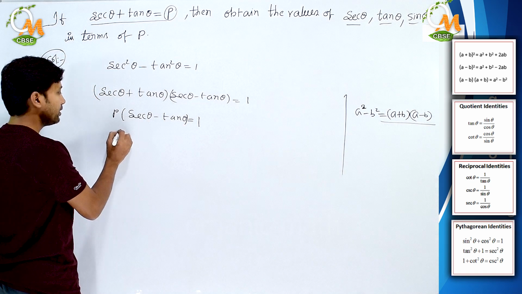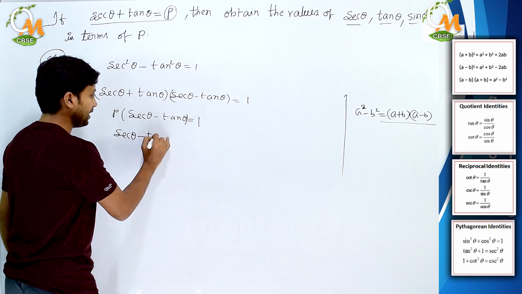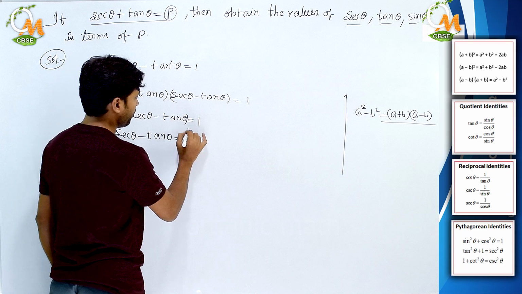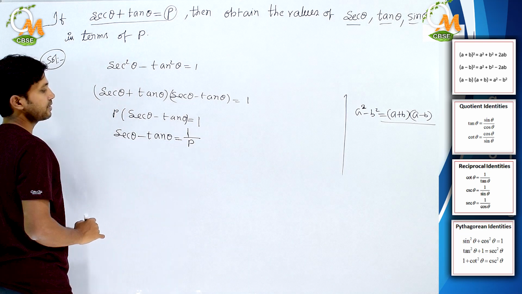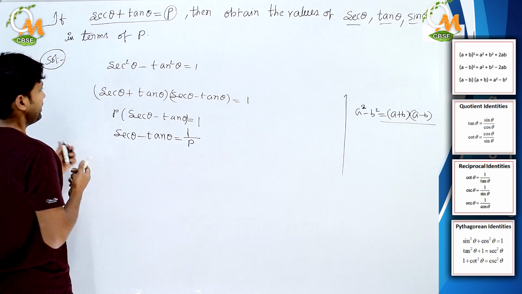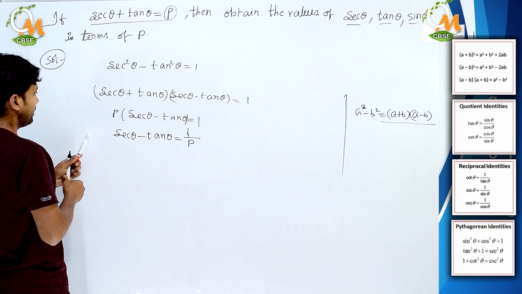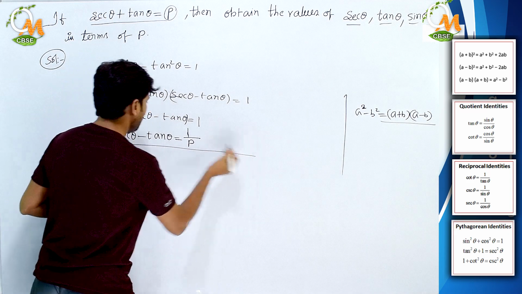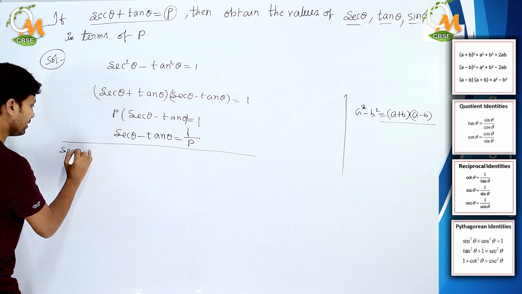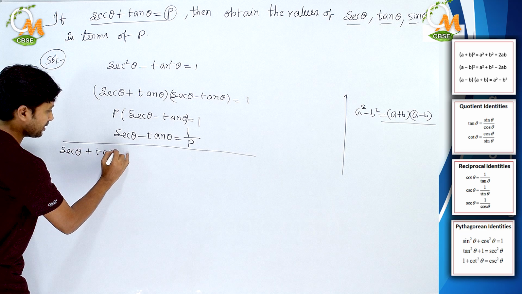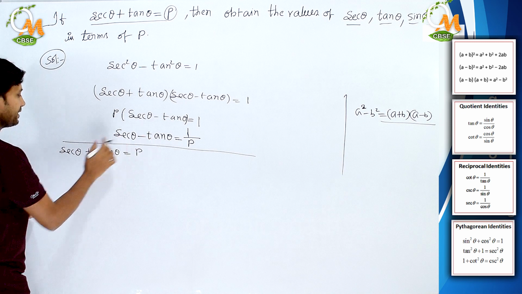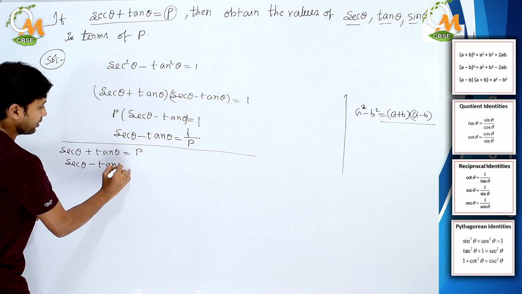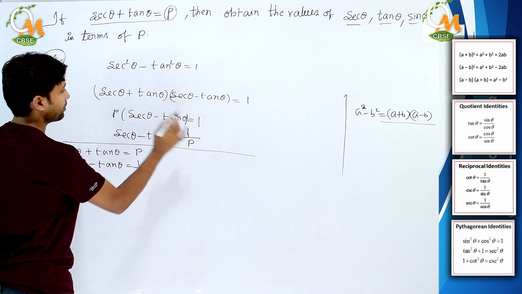So now what we have to do? Secant theta minus tan theta equal to, now send this p to the other side, then what happens? 1 by p or not? Yes. Now take these two. Okay, take the given condition first. Secant theta plus tan theta we took as p, and we obtained secant theta minus tan theta as 1 by p. Okay, we obtained it just now.